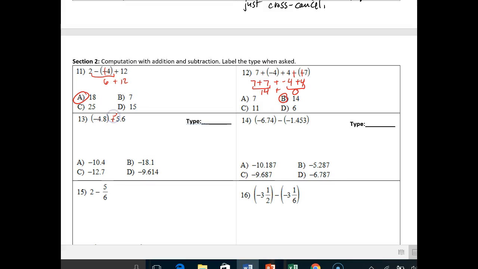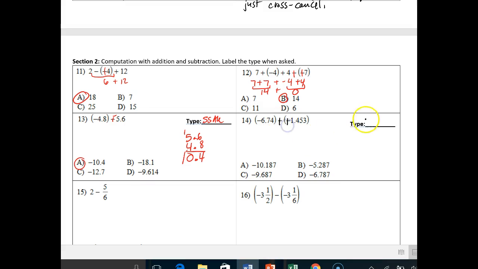Keep, change, change. What's the type here? It's SSAK, so just add them up and keep the sign. Lining up my decimals, this is 14, carry my 1. That's 10, 10.4, but keep the negative, right?